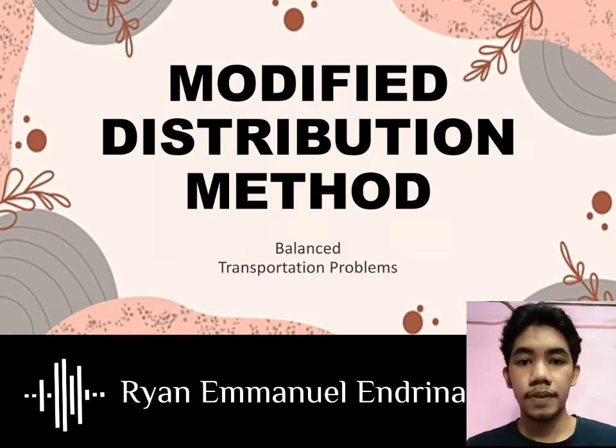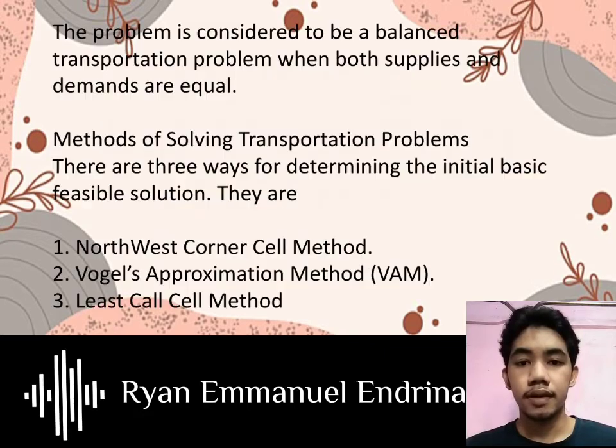So the next topic I will be discussing is about the modified distribution method, balanced transportation problems. But before I start, there is a question: how can we say that a problem is a balanced transportation problem? The answer is, a problem can be considered a balanced transportation problem if both the supplies and demands are equal. From the word itself, balance, both parties should always be equal.